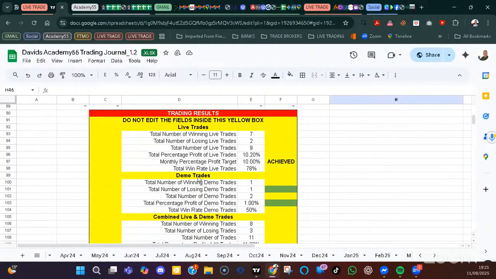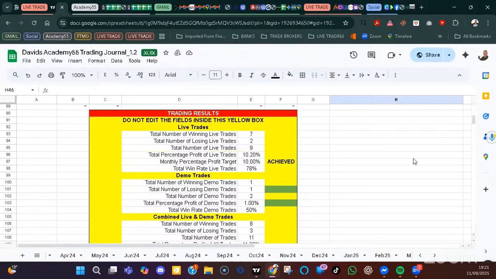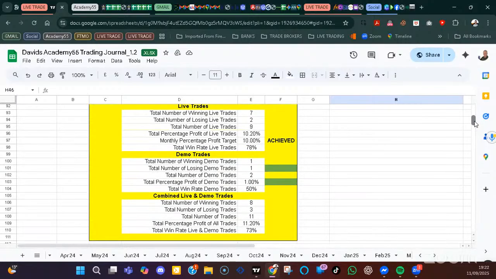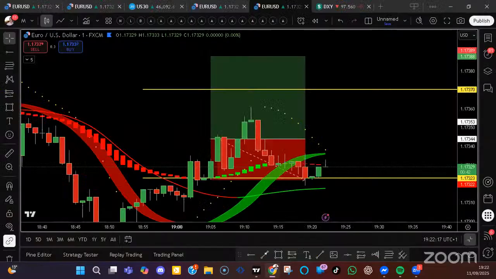I've got a 78% win rate, which is good. But that loss has brought it down to 11.2% overall. And now my win rate has gone down to 73%, but that's pretty good. Quite pleased with that. And I'll take that off.